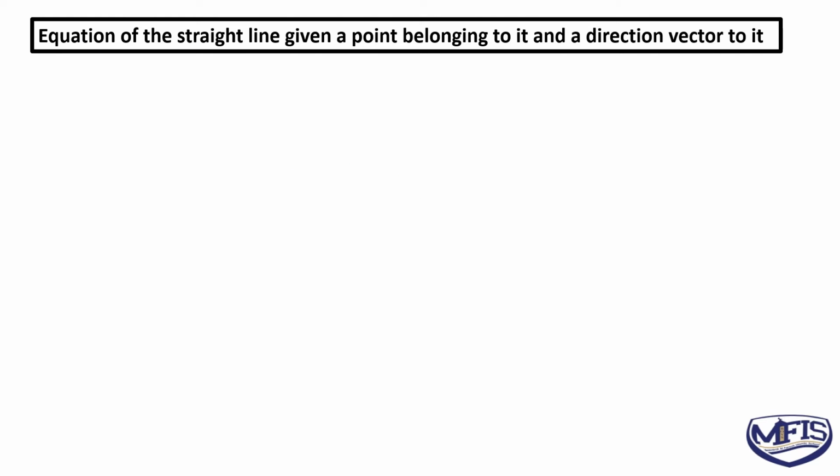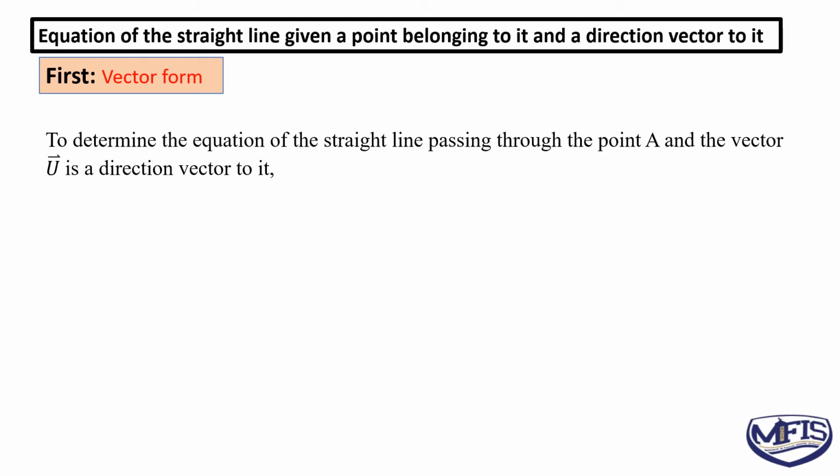Now we will explain the equation of the straight line given a point belonging to it and a direction vector. First, the vector form: determine the equation of the straight line passing through the point A, where the vector u is the direction vector to it. So if we have a straight line L and A belongs to the straight line, and the direction u is parallel to the straight line L.